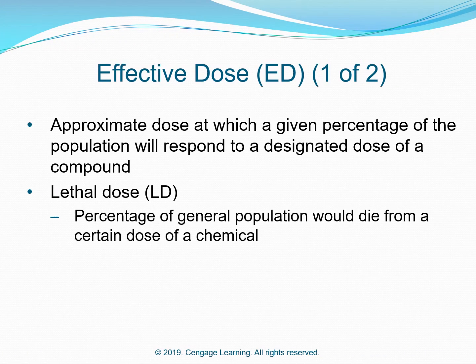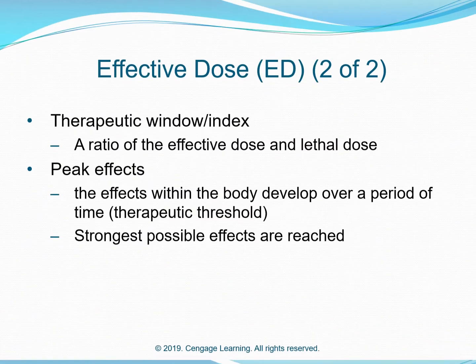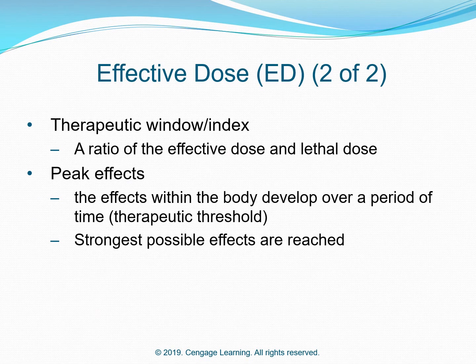Effective dose, ED, one of two. Approximately the dose at which a given percentage of the population will respond to a designated dose of a compound. Lethal dose: percentage of the general population that would die from a certain dose of a compound. Therapeutic window index: a ratio of the effective dose and lethal dose. Peak effects: the effects within the body develop over a period of time. Therapeutic threshold: strongest possible effects are reached.